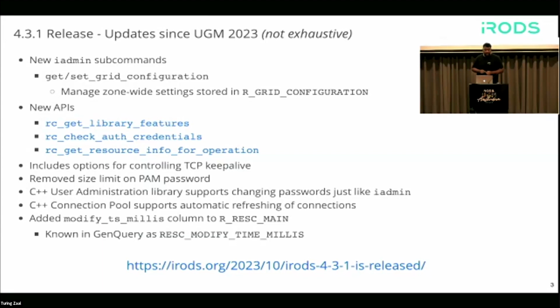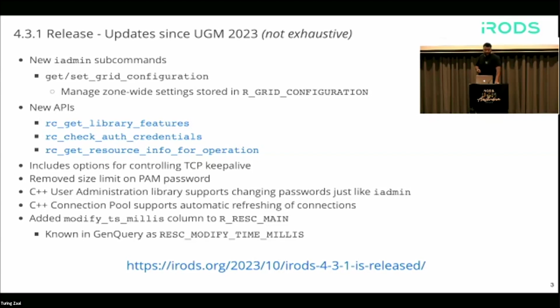For the user administration library, you can now adjust passwords. Again, this was something that came out of work on the HTTP API, so that's great. And then we extended the connection pool's capabilities to allow automatic refreshing of connections. So if you're using these libraries, you no longer have to worry about refreshing connections yourself. Instead, when the connection pool detects changes within the iRODS server, such as a resource being modified, it will automatically refresh the connection for you.